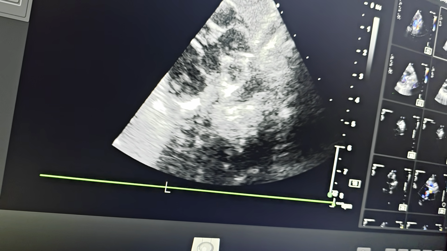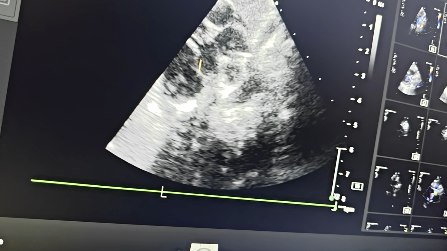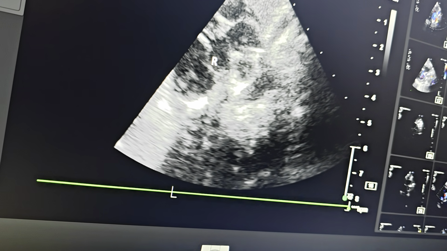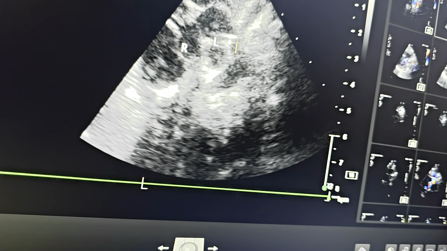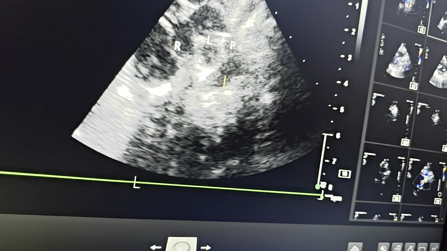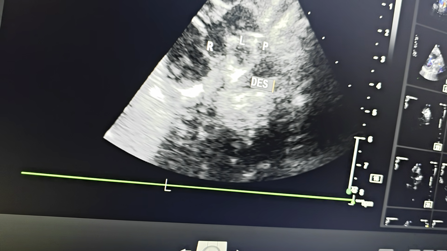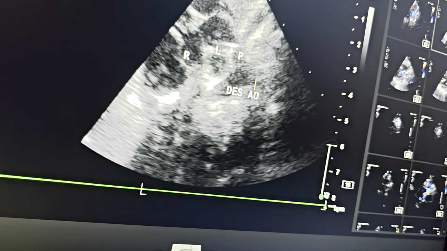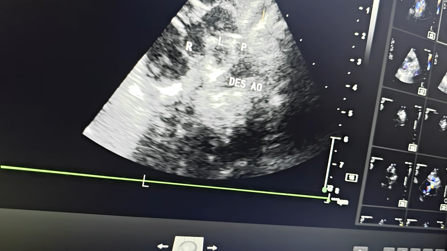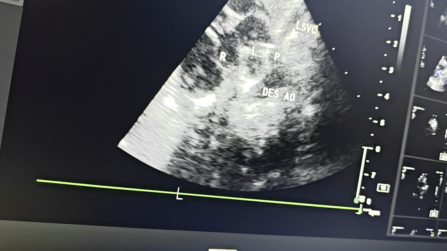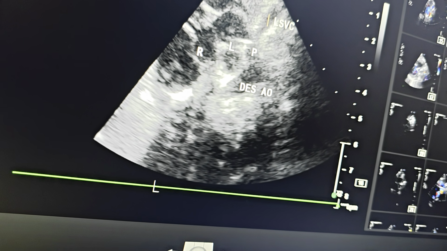Here you can see, this is the right pulmonary artery, R for right pulmonary, L for left pulmonary artery, and this is the PDA, P for PDA, and this is the descending aorta, and this portion is the left-sided superior vena cava.